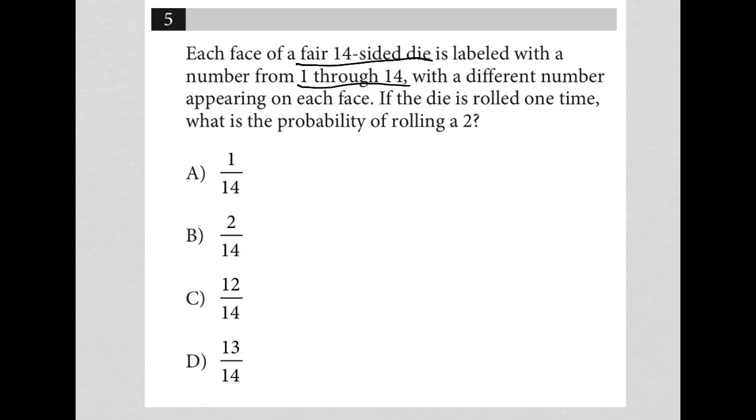We already know that. If the die is rolled just one time, so I like to imagine, right? I'm rolling the die one time. It's going to land with some number facing up. The question says, what is the probability of rolling a 2? Well, 2 only shows up one time out of the 14 possibilities.